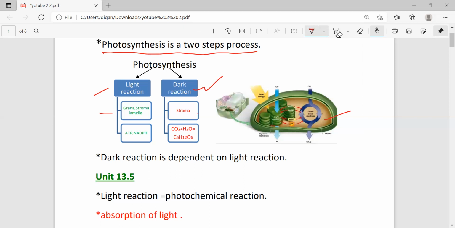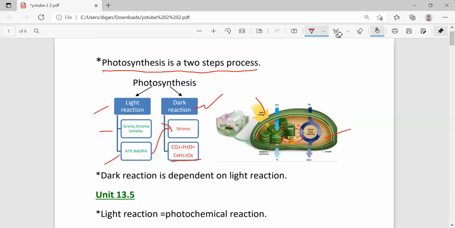Already I have explained in my previous video. So in the grana and stroma lamellae, as pigments are present, they trap the light energy, and as a result, they produce ATP and NADPH, which are used in the stroma for dark reaction. And in the dark reaction, carbon dioxide and water, by using the ATP and NADPH produced in the light reaction, produce glucose, means C6H12O6. So these are the two steps of photosynthesis.